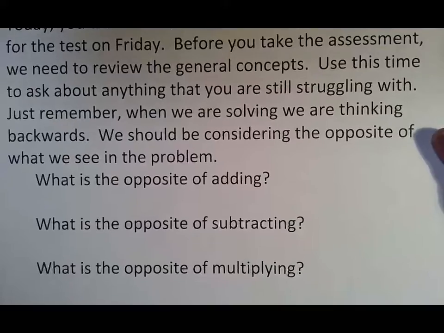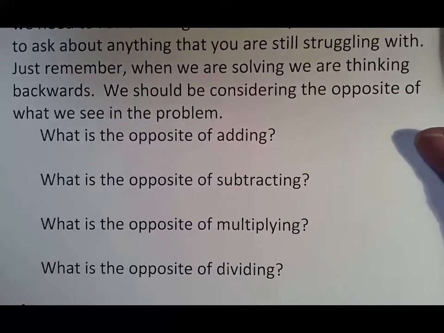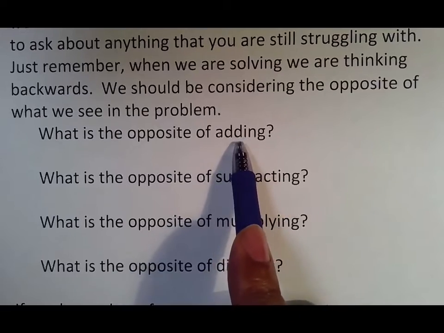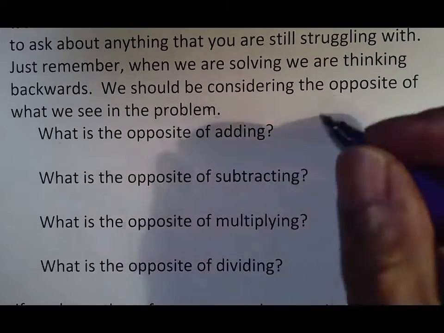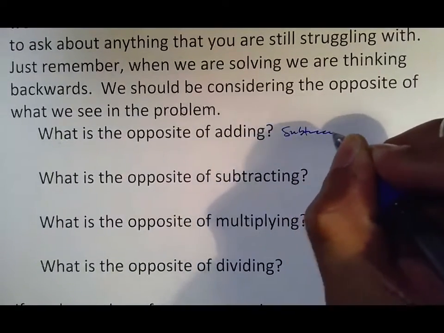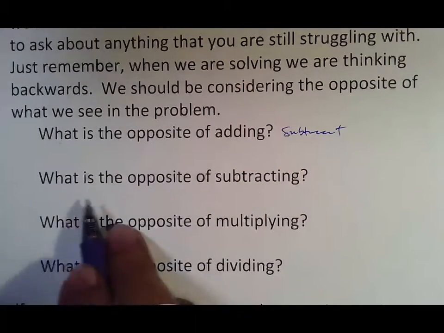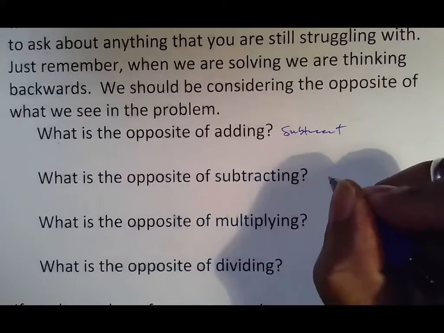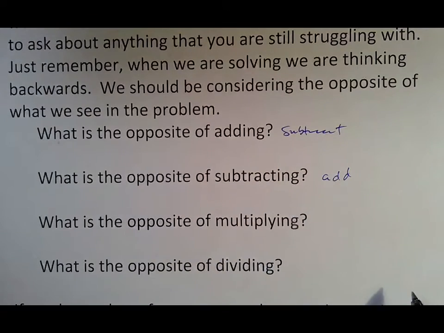So you should be considering the opposite of what you see. If you see something that is being added, or a positive number that's being combined, we of course should be thinking subtract. If you see a number that is negative and being combined, or subtracting, you should be thinking the opposite of subtract, which is add.